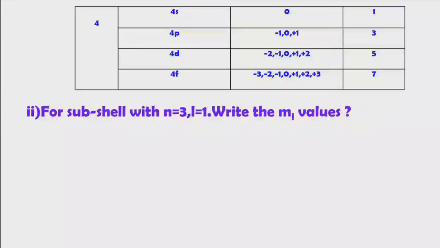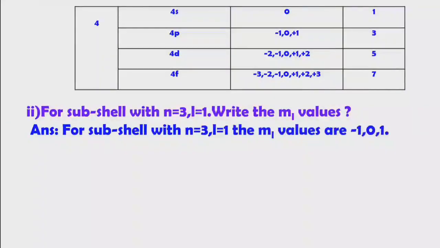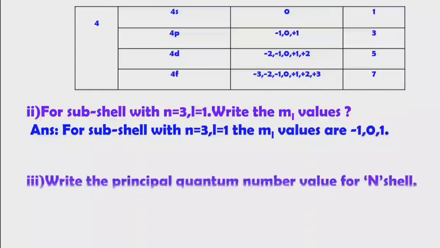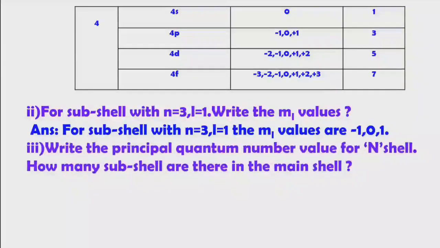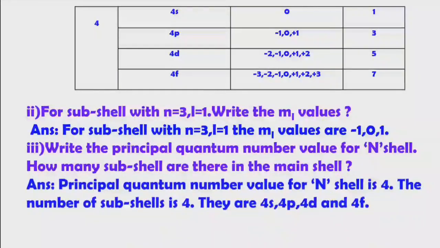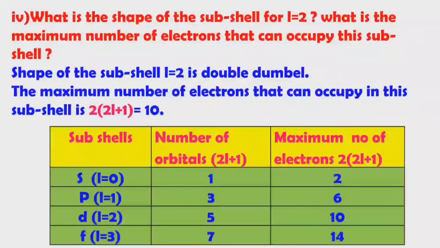For the subshell with n equal to 3, l equal to 1, write the ml values. ml values, as you already know, depend on l value. So l is 1. So ml values are minus 1, 0, plus 1. Write the principal quantum number value for N shell. How many subshells are there in the main shell? Principal quantum number value for N shell is 4. For N shell, small n value is equal to 4. The number of subshells is 4. Total 7 f orbitals are present.